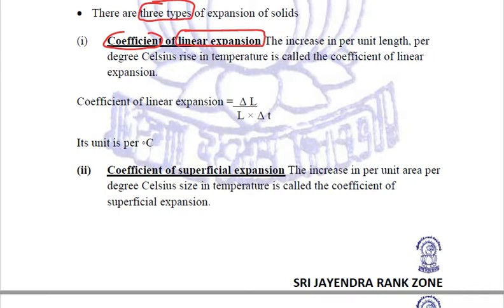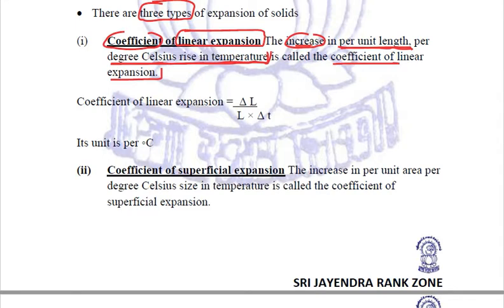Linear expansion means the increase per unit length per degree Celsius rise in temperature. Linear is in a straight line, lengthwise. So expansion is taking place lengthwise. So the coefficient of linear expansion is the increase per unit length per degree Celsius rise in temperature. This is called the coefficient of linear expansion.